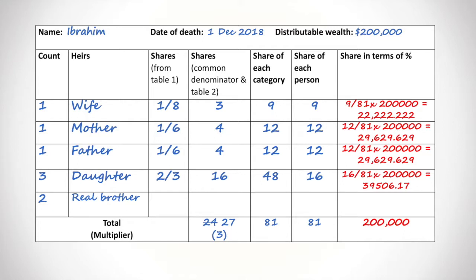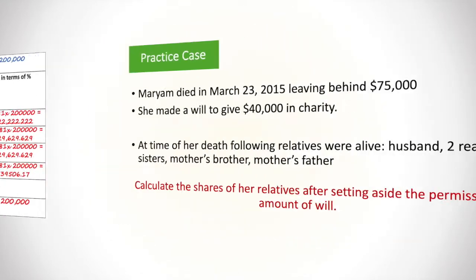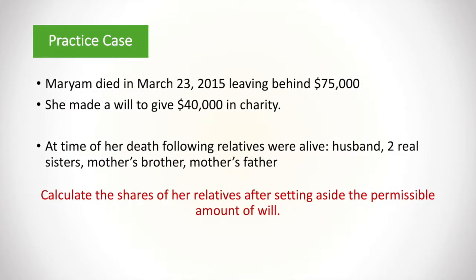Let's take another example of masla all. In this case, Maryam died in March 23rd, 2015, leaving behind $75,000. She made a will to give $40,000 in charity. At the time of her death, following relatives were alive: a husband, two real sisters, mother's brother, and mother's father.